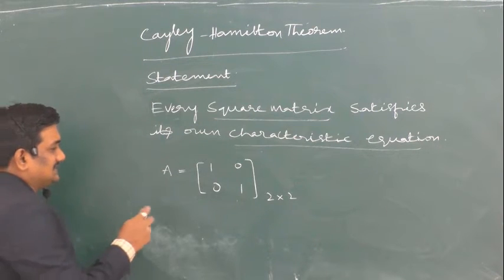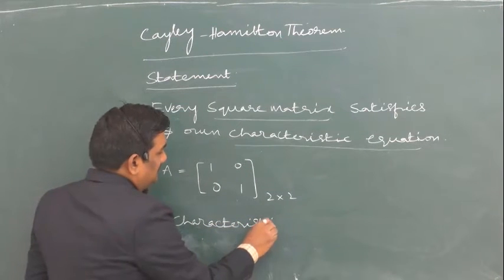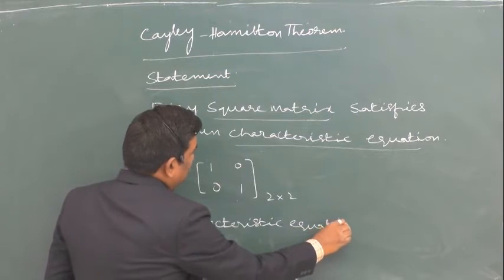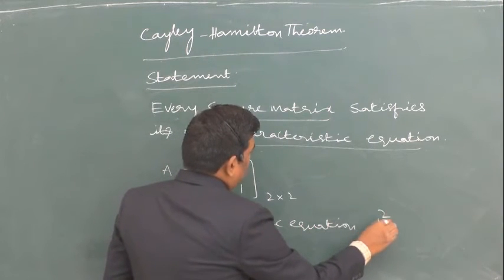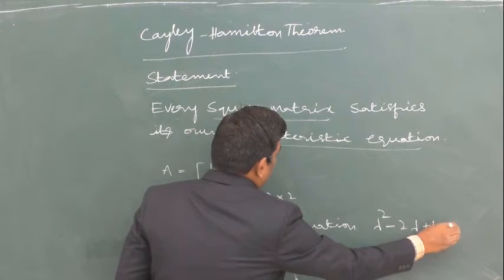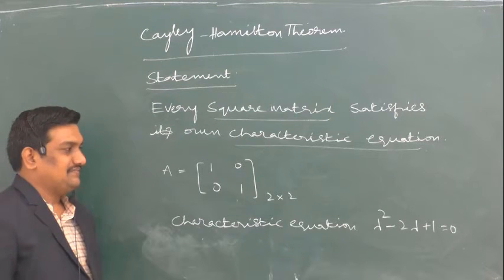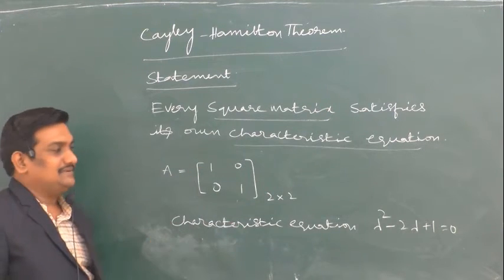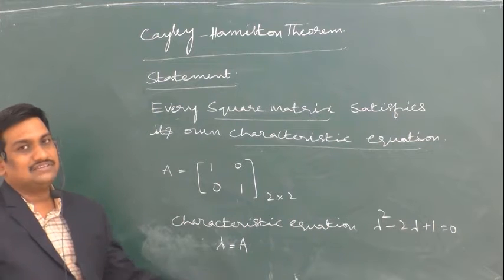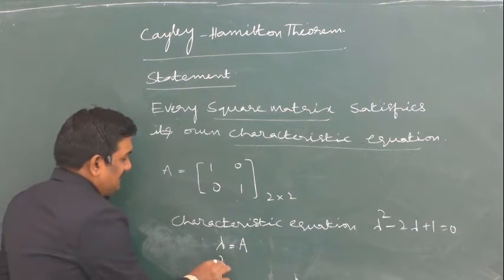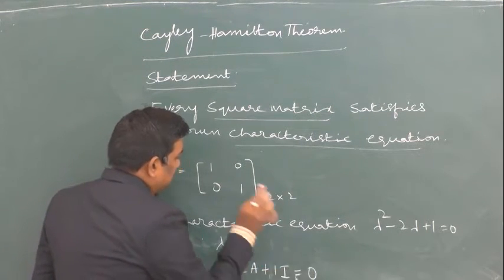Its characteristic equation can be calculated using the formula determinant of A minus lambda I equals 0. The characteristic equation will be lambda square minus 2 lambda plus 1 equals 0. This theorem explains that whenever you replace lambda by the square matrix A, the equation will be satisfied. So it will be A square minus 2A plus 1 into the identity matrix equals the null matrix.